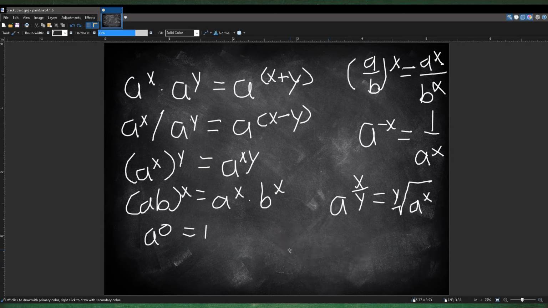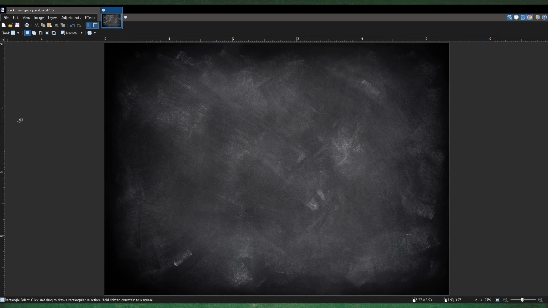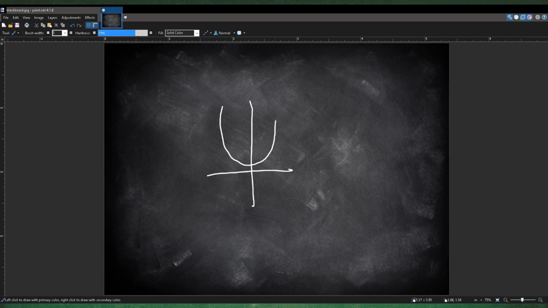So those are the laws of exponents that you had to know. Now that we know this, let's introduce the idea of an exponential function. An exponential function is like half of a quadratic if you think about it. But a quadratic is not the same graph. An exponential function increases way more than a quadratic.